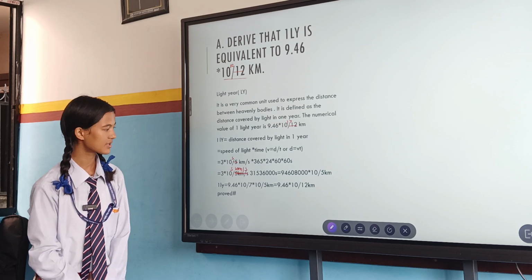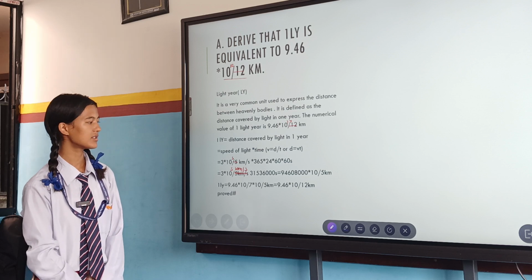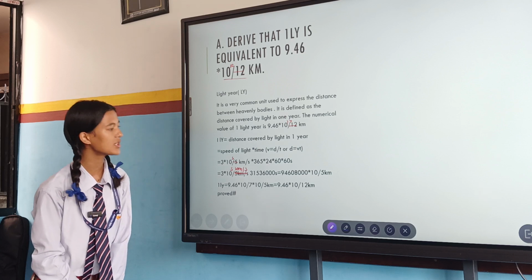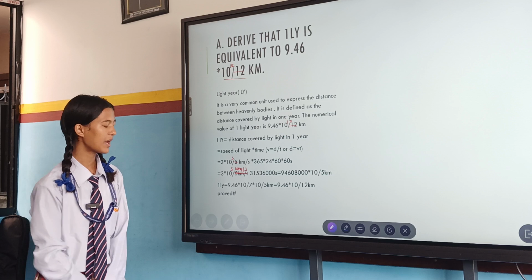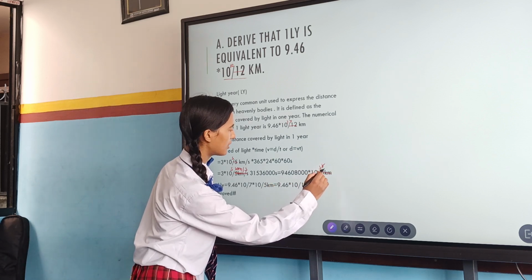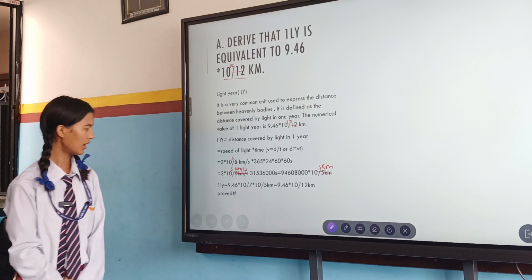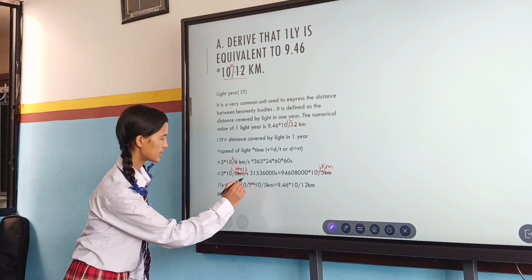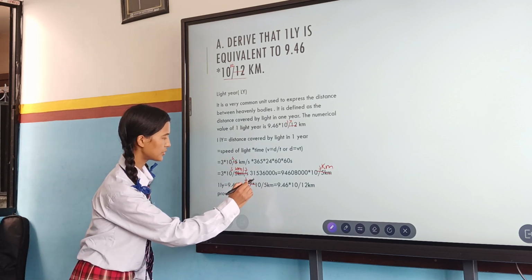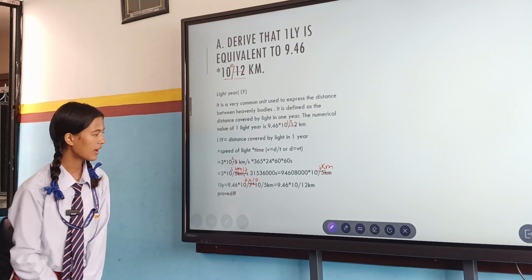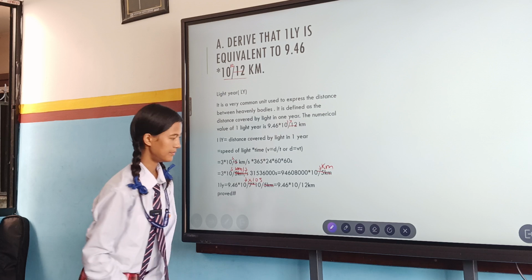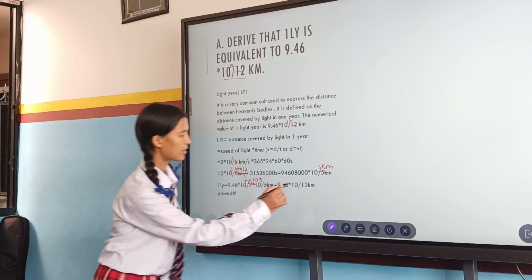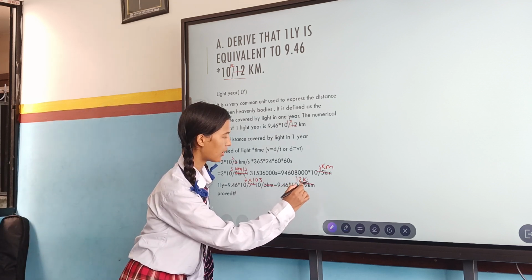3153 60 600 seconds is equal to 94 60 8000 times 10 to the power 5 kilometer. So 1 light year is equal to 9.46 times 10 to the power 7 into 10 to the power 5, which is equal to 9.46 multiplied by 10 to the power 12 kilometer. Proved. It is in the book also, you can see there.